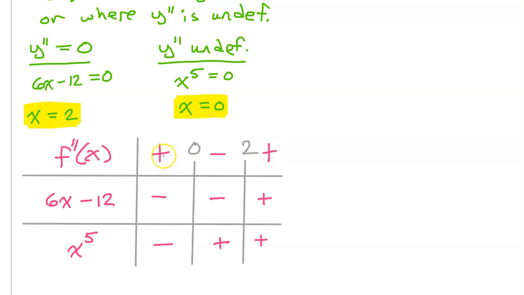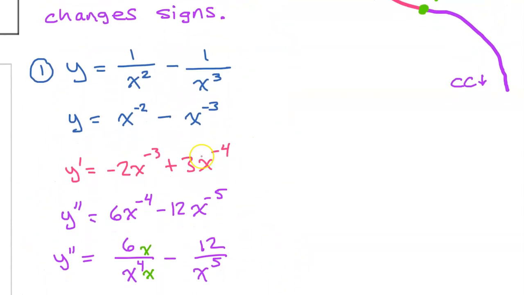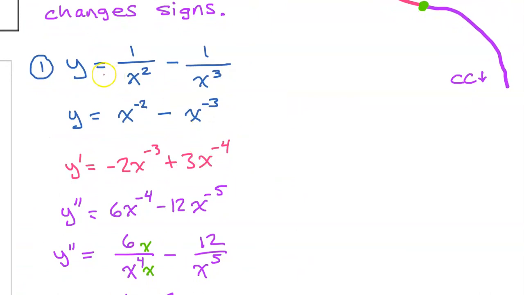So before I look to see where the sign changes are, we need to pay attention to whether or not either of these values are undefined for the original function, because you can't have a point of inflection if it's undefined. So if you look back at the original problem, this is the original function y. X cannot be 0, right? Because you can't have 0 in the denominator.